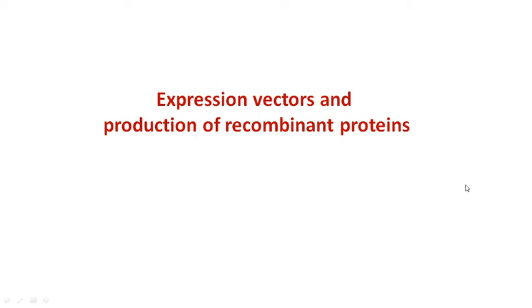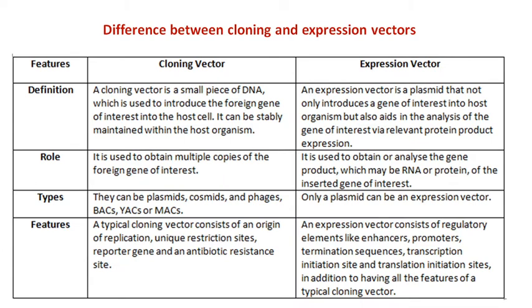Today I am going to explain to you about expression vectors and the production of recombinant proteins, that is called R proteins, recombinant proteins. So first you should know the difference between cloning vector and expression vector. So far I have explained to you about several vectors. A few of them were cloning vectors and a few of them were expression vectors.